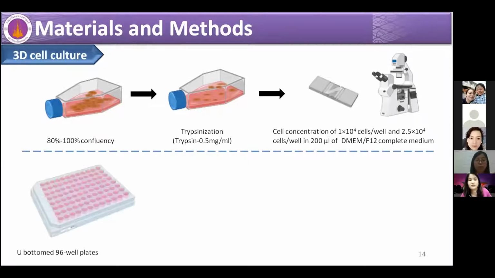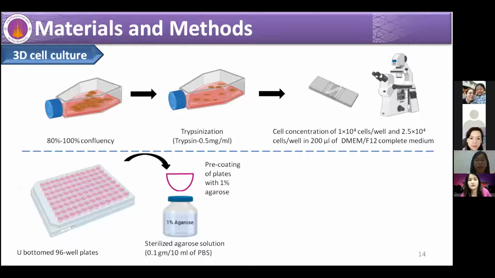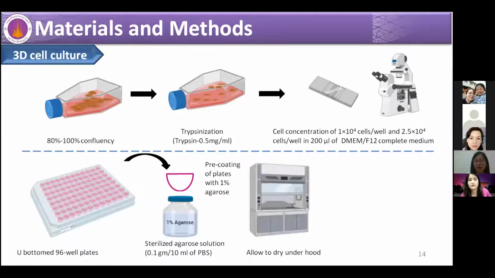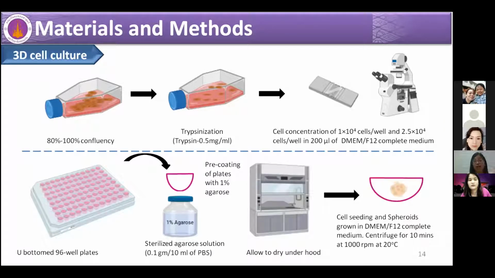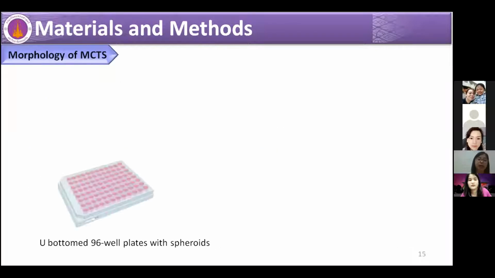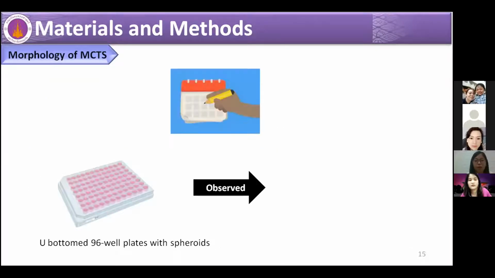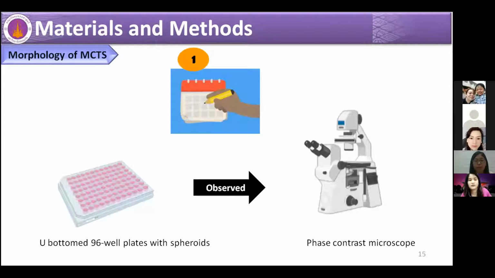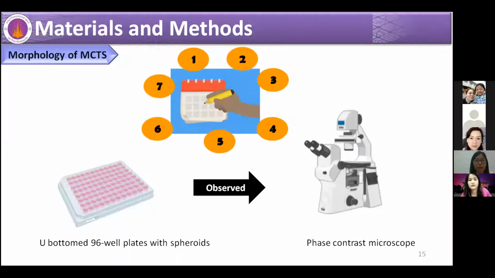For that, we use a U-bottomed 96-well plate and pre-coat it with 1% agarose, and we allow it to dry for 30 minutes to 1 hour under the hood. After cell seeding, we centrifuge it for 10 minutes at 1000 RPM, and then we incubate it for 7 days for them to form 3D tissues. To compare the morphology, we use phase contrast microscopy and observe until day 7.